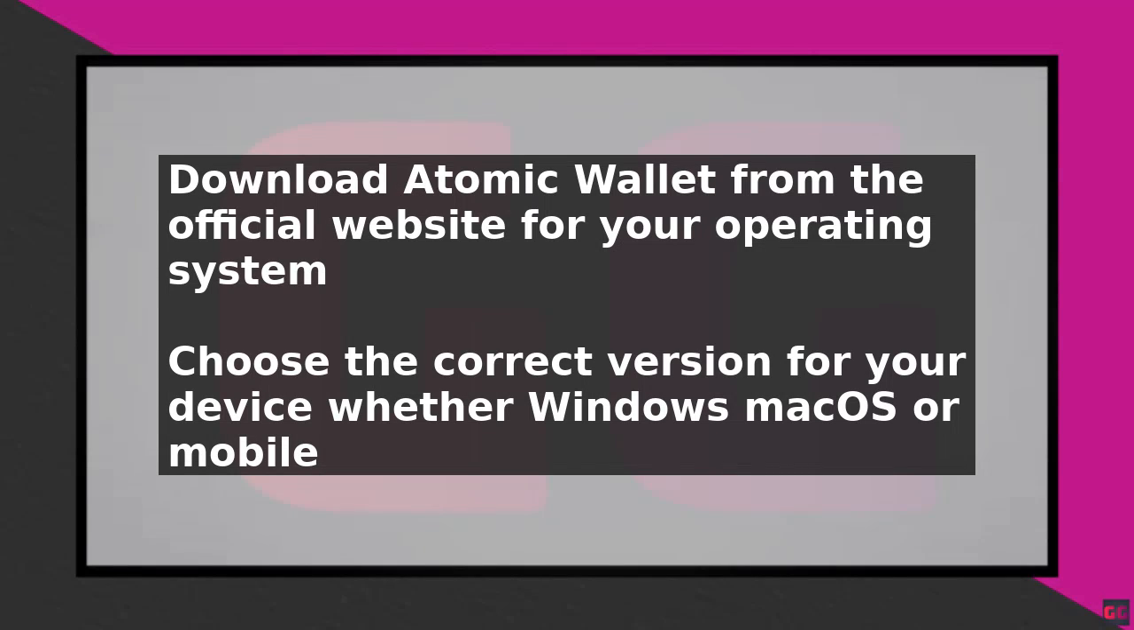To open Atomic Wallet, start by going to the official Atomic Wallet website and downloading the wallet application for your operating system. Choose the correct version for your device, whether it is Windows, Mac OS, or a mobile device. Once the download is complete, run the installer and follow the prompts to install the wallet on your device.